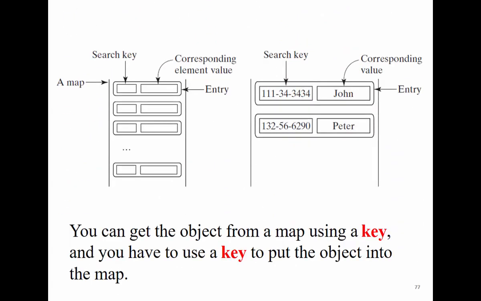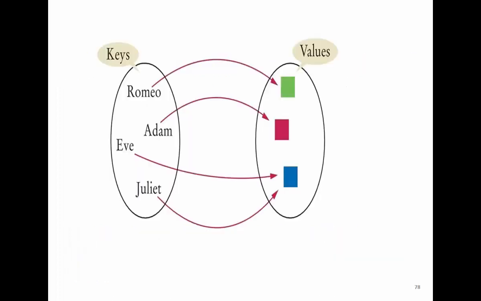So here is the example. You have the phone number and the name corresponding to the value. So you can use this phone number as a searching key. Here you have the name and the favorite colors: I like green or blue or red. And as you can see, there is no repetition inside the key, but the value can be repeated.